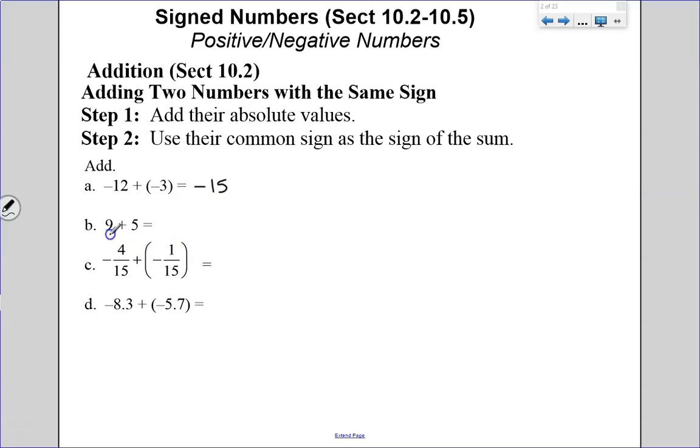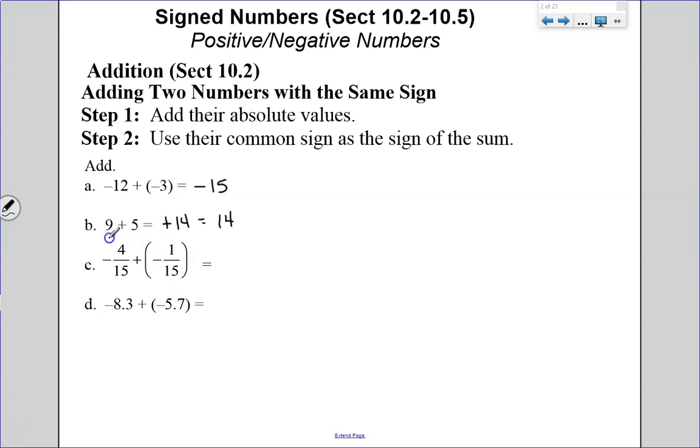In the second one, we are adding two positive numbers. So when I add two positive numbers, the answer will be positive. And when I combine the quantities 9 and 5, I get 14. Now, of course, that's just going to be written as regular 14. Kind of think about it this way. If you owe $12 to one person and owe $3 to another person, you would owe a total of negative $15.